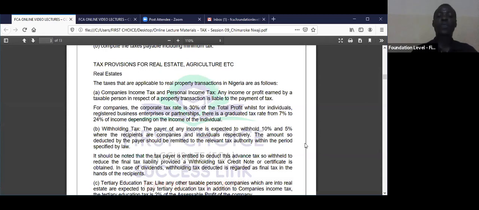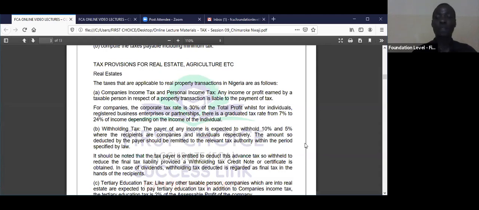What is withholding tax? Withholding tax is that part of your income tax that is taken early, taken from source very early, while you are waiting to file your remaining tax at the end of the year. So the amount deducted by the payer, who is the payer? The person who is paying the bills, should be remitted to the relevant tax authority within the period specified by law. In the exam, you might be asked, what is the period specified by law? The period specified by law is 21 days following the month where the duty to withhold the tax arises.